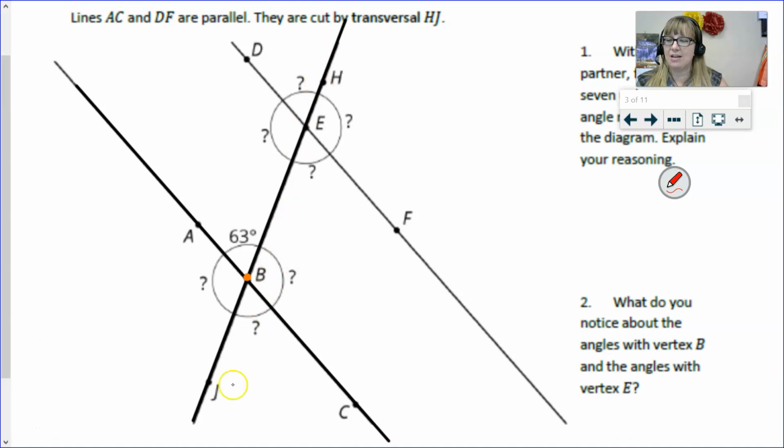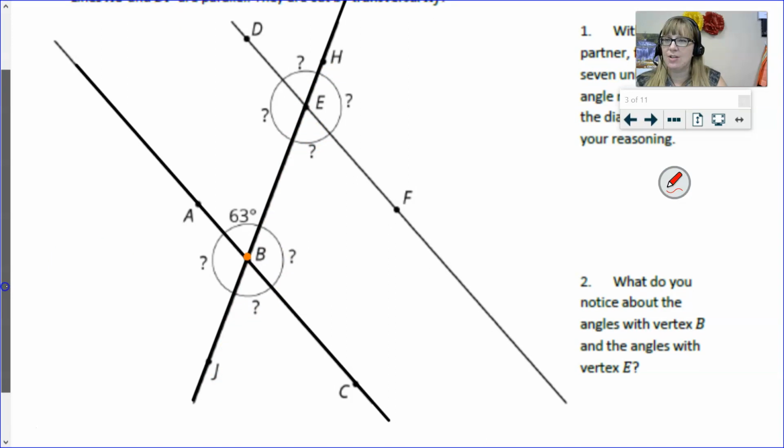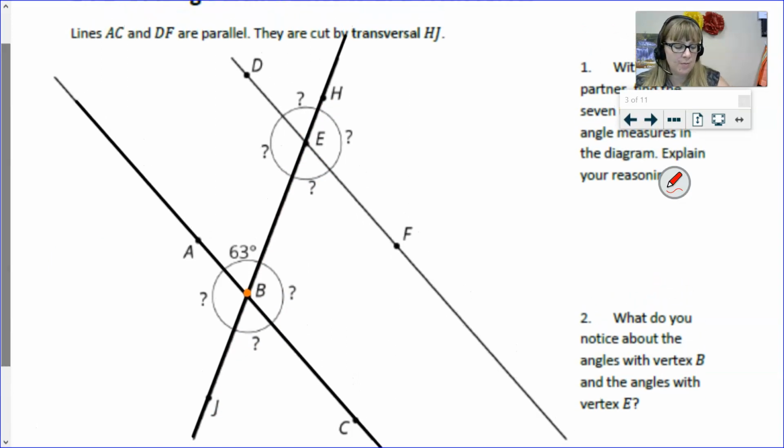Here's HJ, this line. So what does that mean, cut by a transversal? That's a fancy mathematical term that basically means goes through. There is a line, HJ, that goes through both of these lines, AC and DF. It goes through each of them at just one intersection point, and that's what it means for a transversal. Again, it's a big fancy word that basically means goes through.